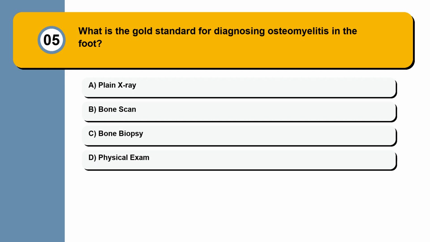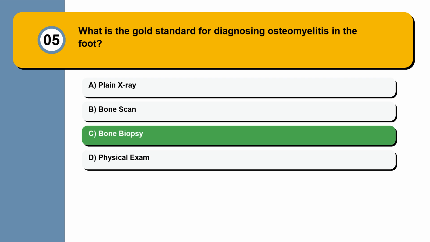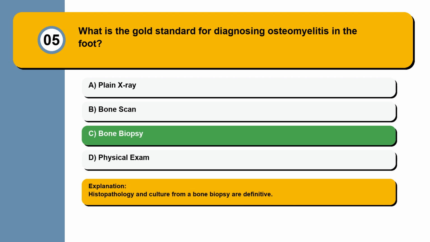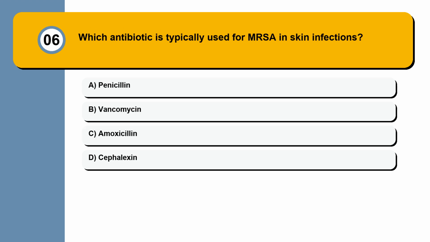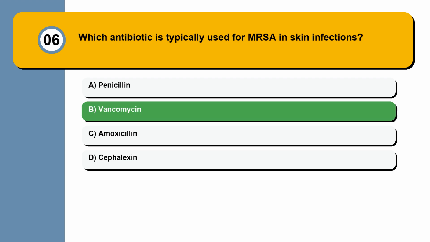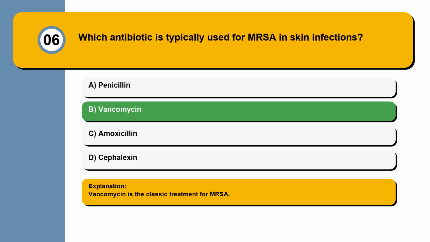Question 5. What is the gold standard for diagnosing osteomyelitis in the foot? Plain X-ray, bone scan, bone biopsy, physical exam. Histopathology and culture from a bone biopsy are definitive. Question 6. Which antibiotic is typically used for MRSA in skin infections? Penicillin, vancomycin, amoxicillin, cephalexin. Vancomycin is the classic treatment for MRSA.